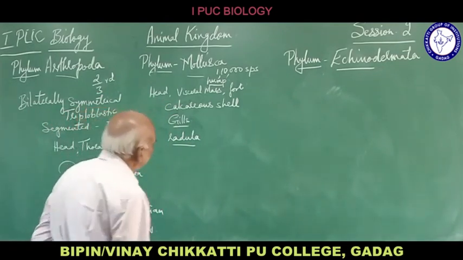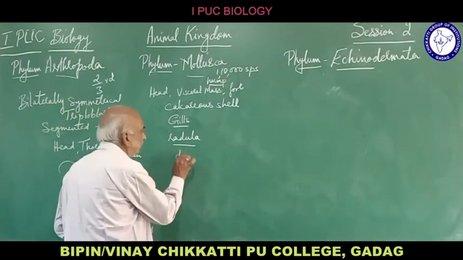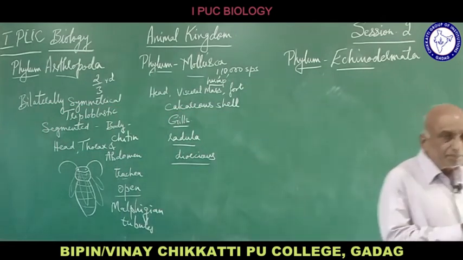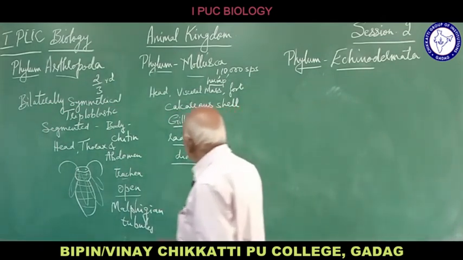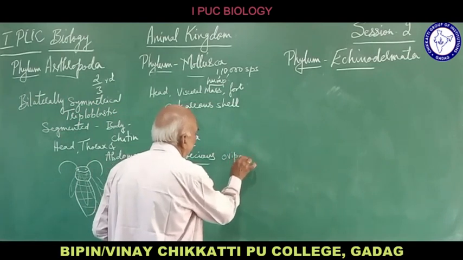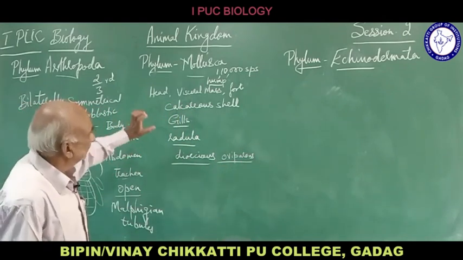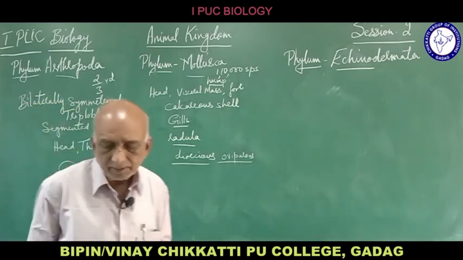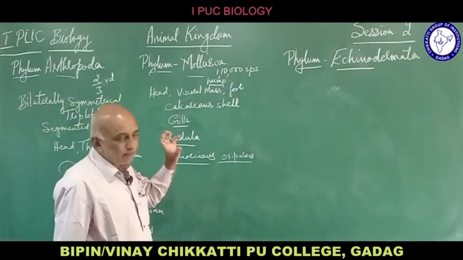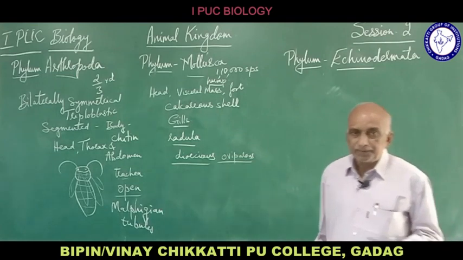Then these are having separate sexes; instead of using the words separate sexes, the word dioecious is also used. Dioecious means males and females are separate. And these dioecious animals are egg-laying animals, so they are called oviparous animals. They lay eggs, and the eggs further develop into the young ones. So these are the characteristics of the phylum Mollusca. Then the examples of this are all the snails, different types of snails under this. In addition to that, there are some other animals like cuttlefish, which is called sepia.